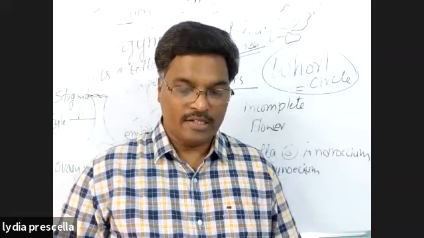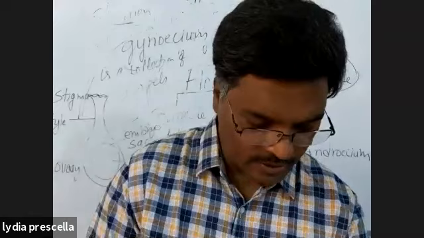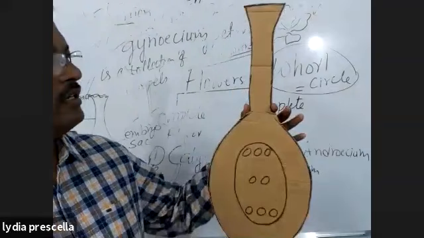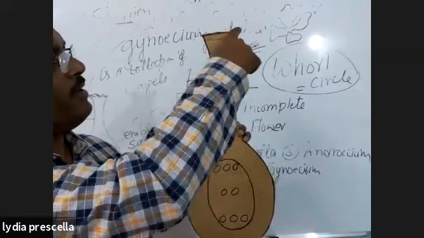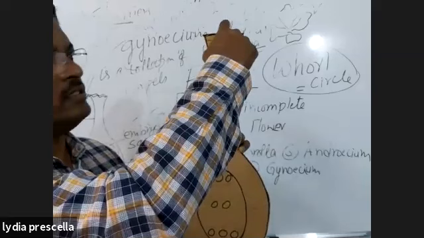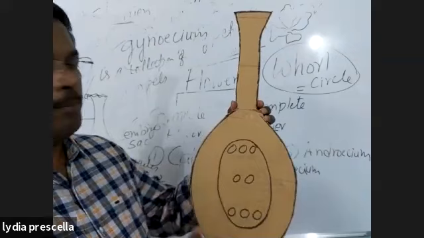Now, see, I made one androecium, this one. Can you see? Now what is this? This is the carpel, you know. Now what is this part? This part is the stigma. The long narrow tube is called the style. And the swollen base is called the ovary.